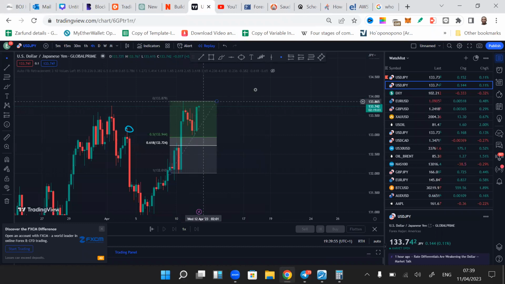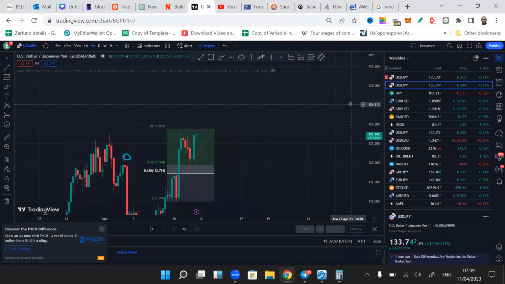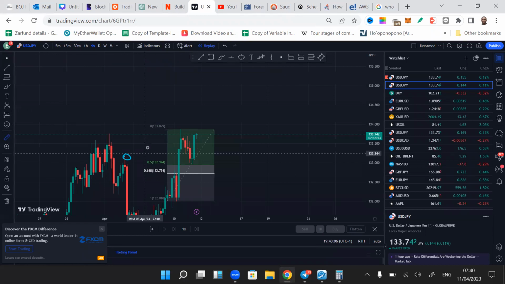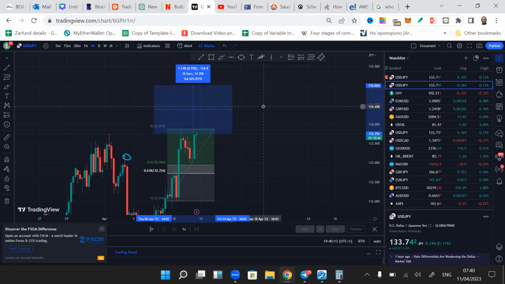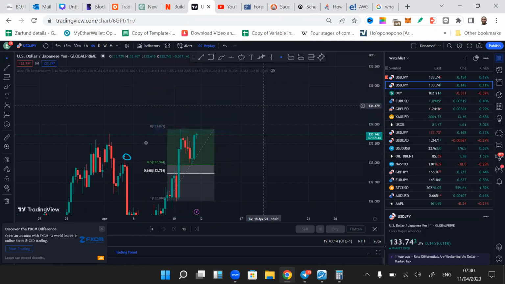Maybe on the second leg of this movement, because right now it is estimated that price is going to come to around 135.00, which is about over 100 pips from where price currently is right now, right? About 120 pips. Once that happens, the Fibonacci retracement at that time is going to definitely hold.